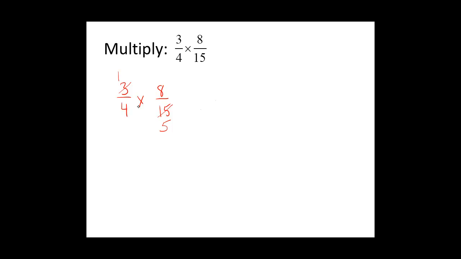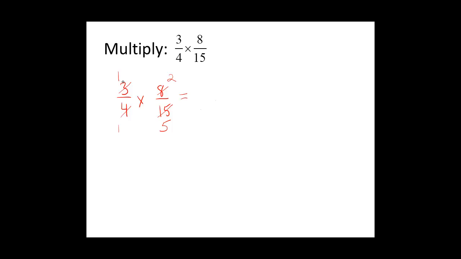So are there any factors in the denominators that are the same as the factors of 8? Yes, in this denominator we have 4. So 4 is a factor of 8. So we can divide both this numerator and this denominator by 4. 8 divided by 4 is equal to 2, and 4 divided by 4 is equal to 1.